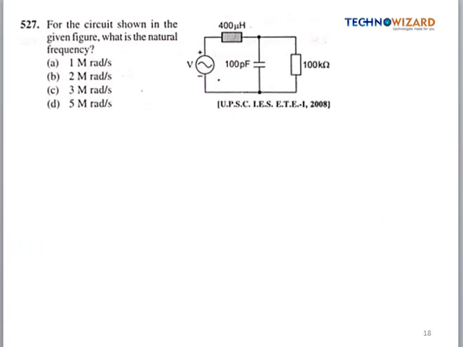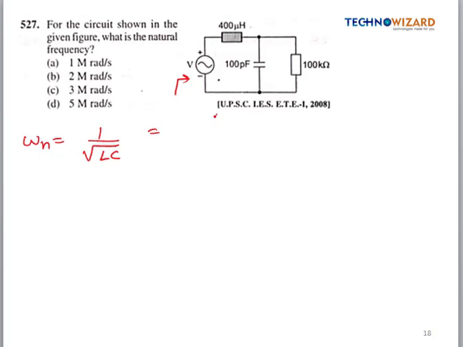Next question is, for the circuit shown in the given figure, what is the natural frequency? You can solve this question similarly. You have to calculate the impedance, but I'm directly writing the formula for the natural frequency. The natural frequency omega n is simply equal to 1 by root LC, which is the formula for the resonating frequency. We know that omega is given by 1 by root LC.